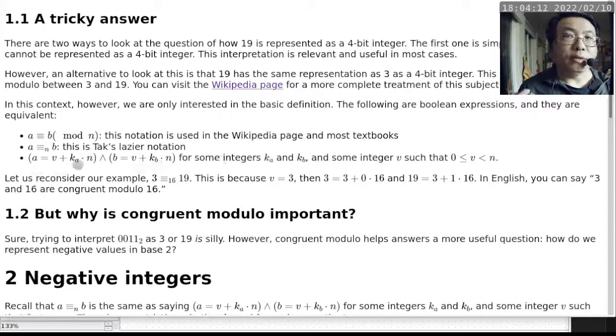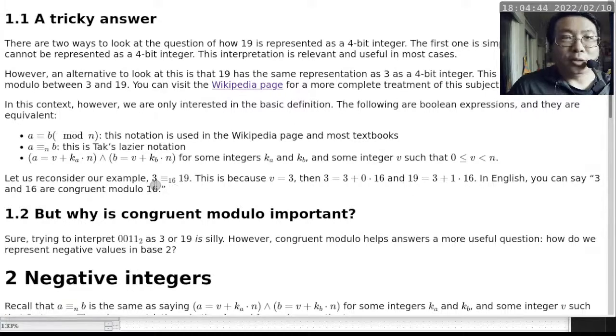So if this condition is met for some integers ka and kb, and some integer v that is between 0 and n, so it's going from 0 up to and including n minus 1, but n cannot be v, then as long as we can express something like this, we call a and b congruent modulo n. All right, so I'm going to pause here. Well, wait, I'm not going to pause yet because I have to give you an example.